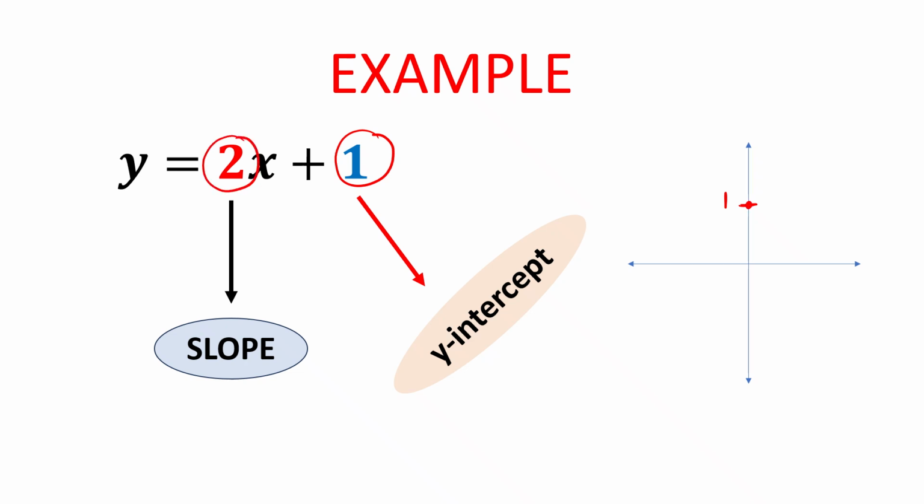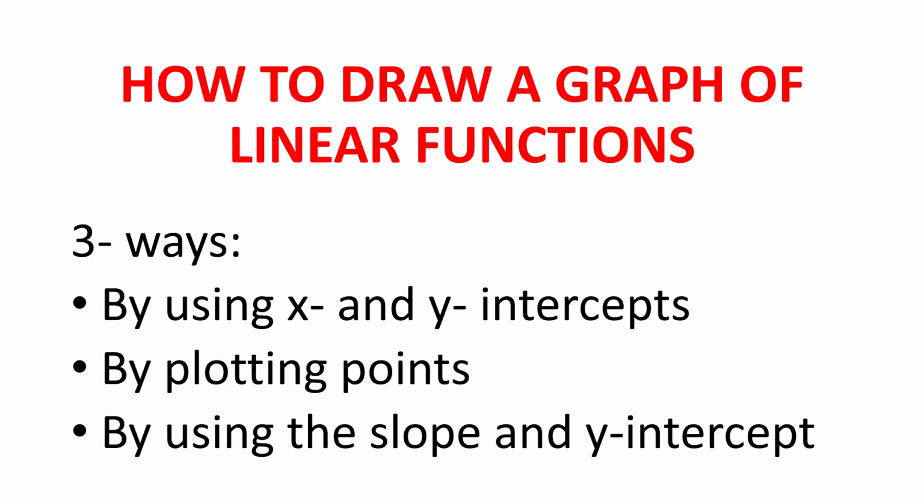For a positive slope, the line goes upward from left to right, like this. And for a negative slope, the line goes downward. There are three different ways of graphing a linear function. The first one is by using x and y intercepts. The second method is by plotting points. And the third way is by using the slope and y-intercept.